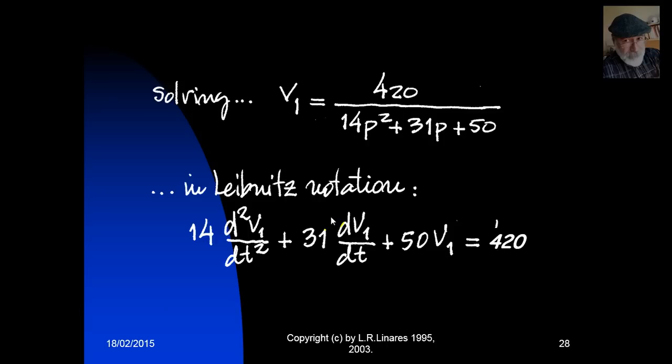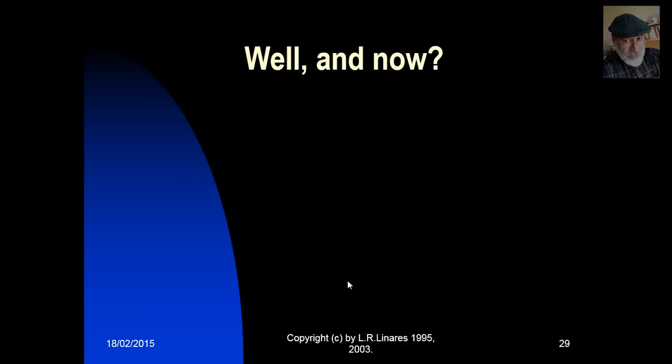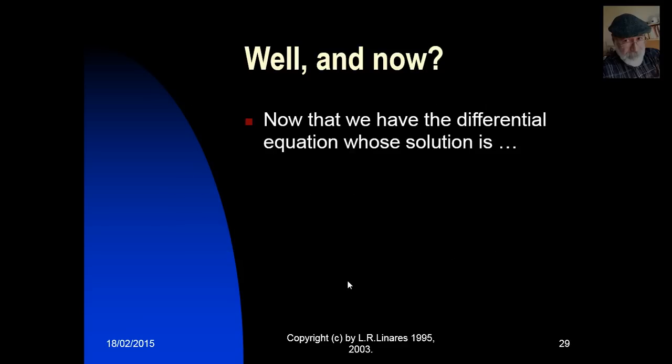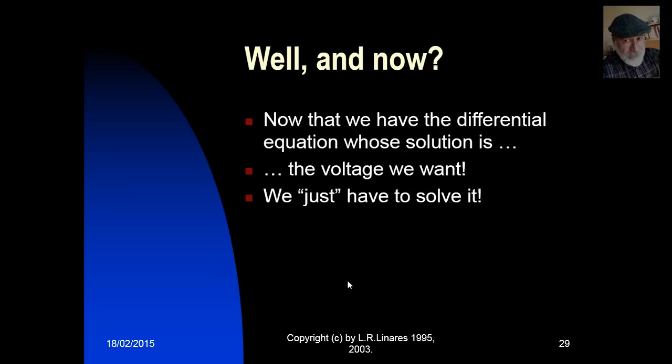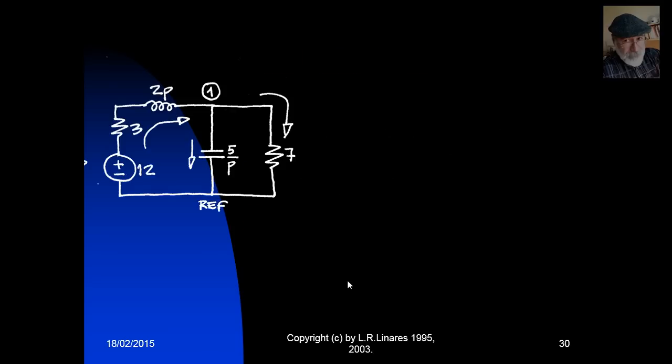The order of the differential equation is given by the highest exponent of the denominator in the Heaviside representation of the differential equation, second order. That is the equation we would need to solve to find that voltage V1. And then what do we do then? Well, now that we have the differential equation whose solution is the voltage we want or the current we want, we just have to solve it. Well, that is not the goal of this set of slides. We will worry about that later.